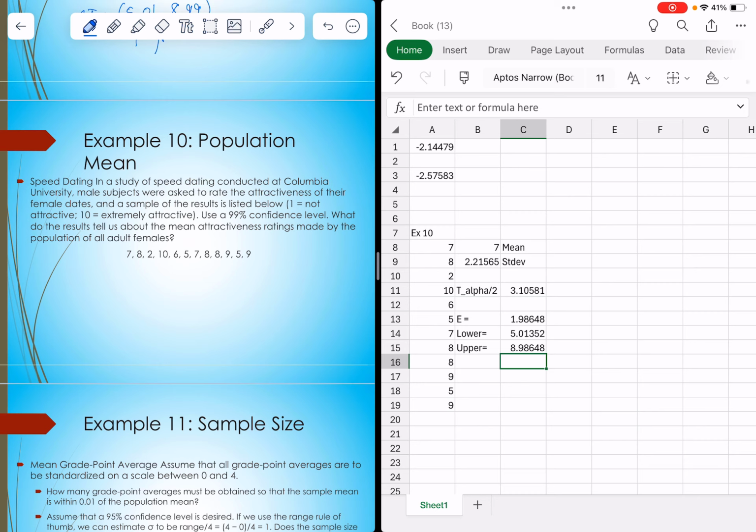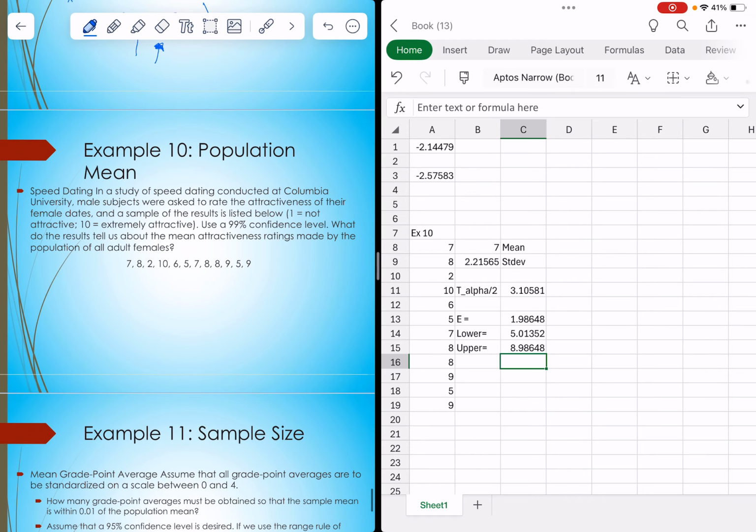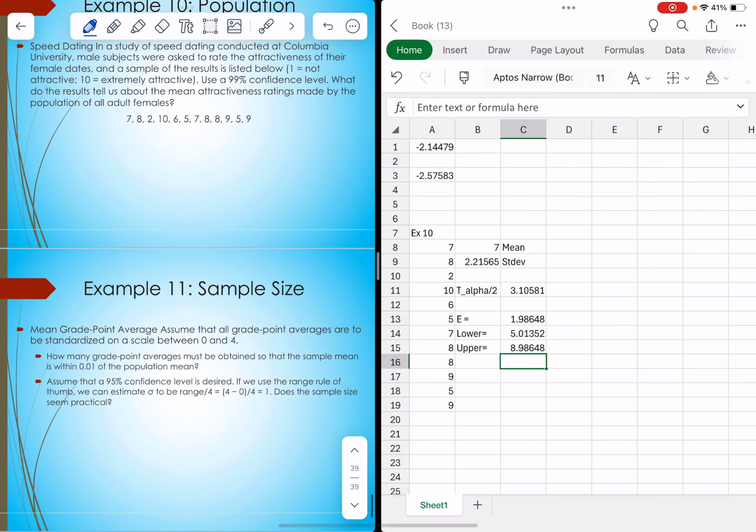Okay. All right, what happened here? Did I just copy this for no good reason? All right, I think I did. Okay, anyway, let's go on.